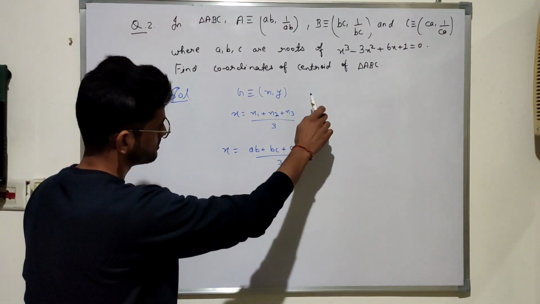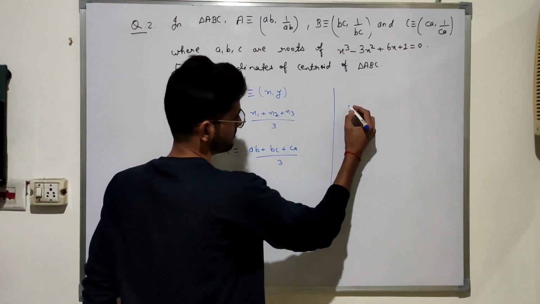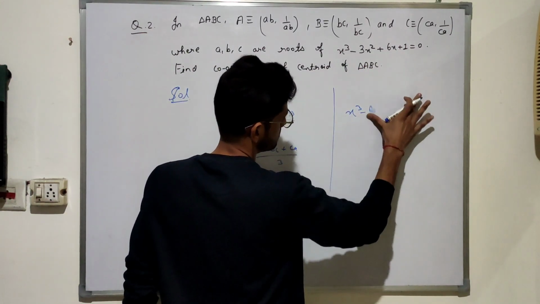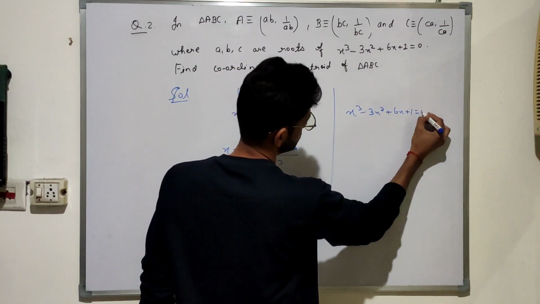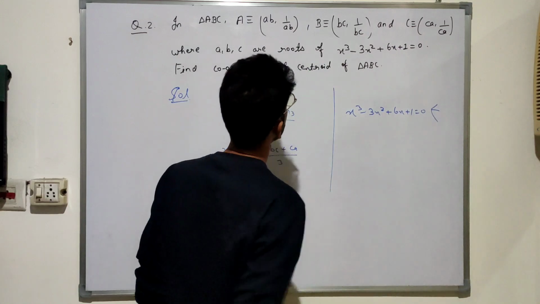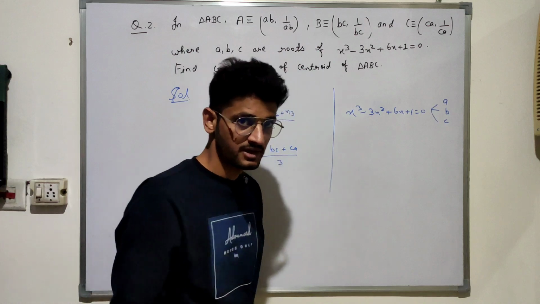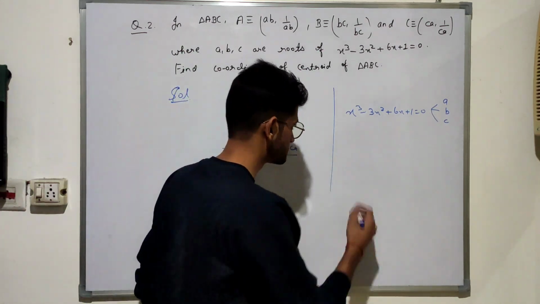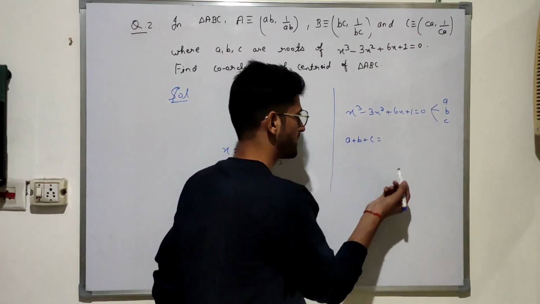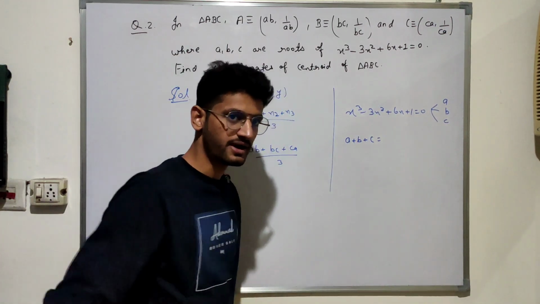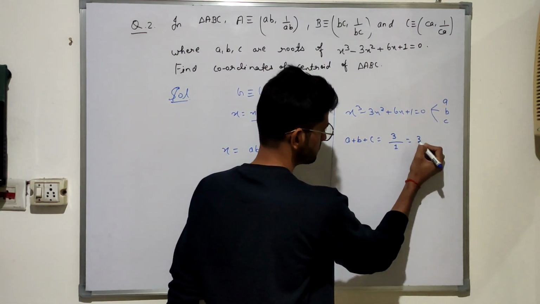What we know is the relation between a, b and c, that a, b, c are the roots. So basically we have the cubic equation x cube minus 3x square plus 6x plus 1 equals 0, and a, b and c are the roots of this cubic equation. We know the sum of all the roots of a cubic equation, a plus b plus c, is equal to minus b by a. Here b is equal to minus 3, so minus b is plus 3. So minus b by a, that is 3 by 1, equals 3.